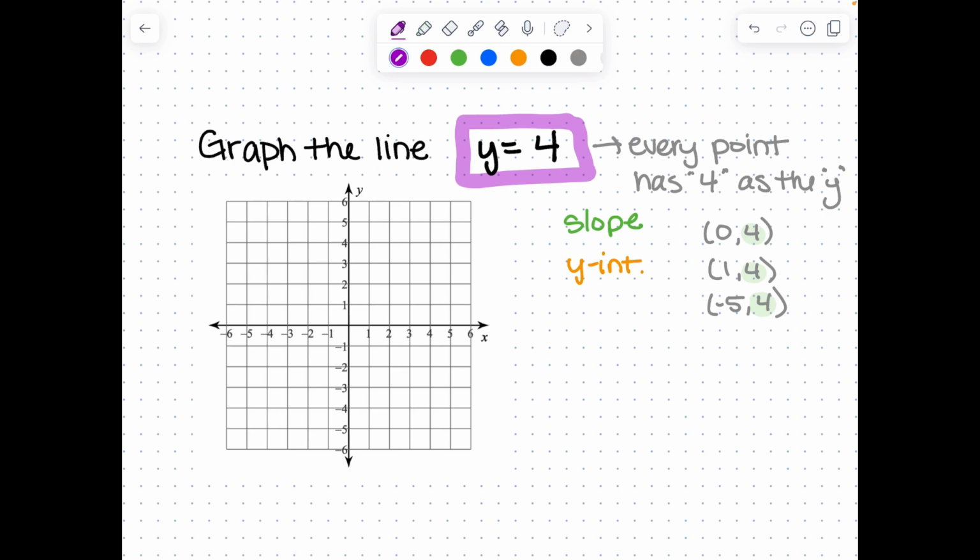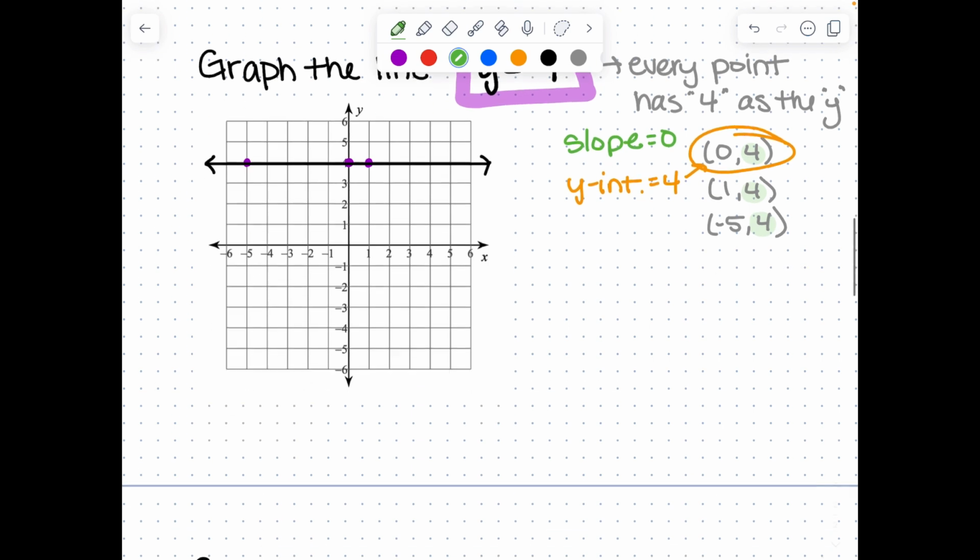If I started plotting these, look what happens. So I don't go any left or right, but I go up to 4. 1, 4. -5, 4. These are all lining up horizontally. If you have a y equals number, basically all you have is the y-intercept. Because your slope is 0. There is no rise here. The y is always 4. There is no change in y, so it just goes straight across.